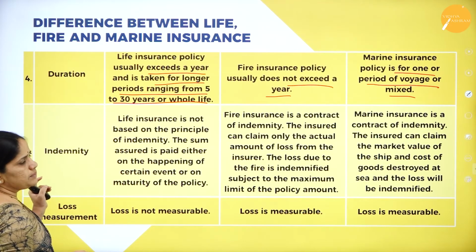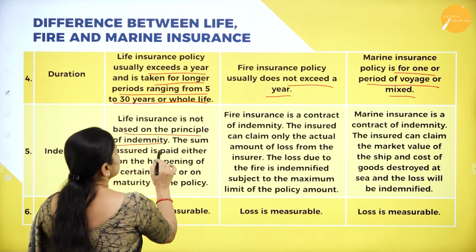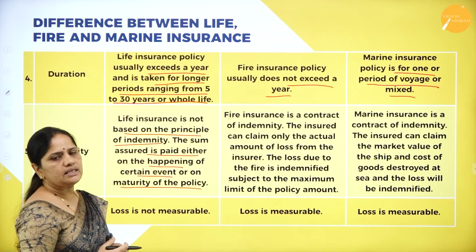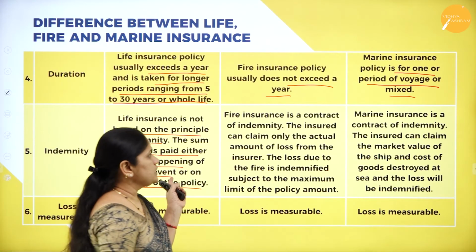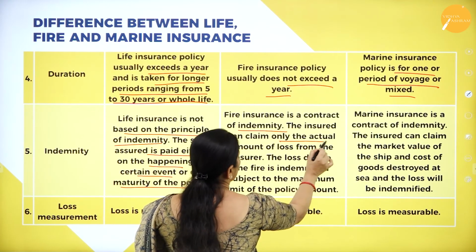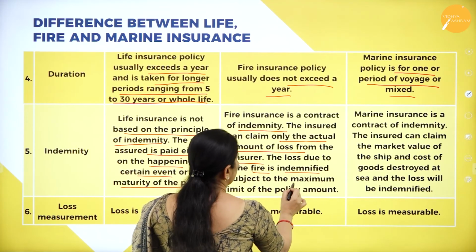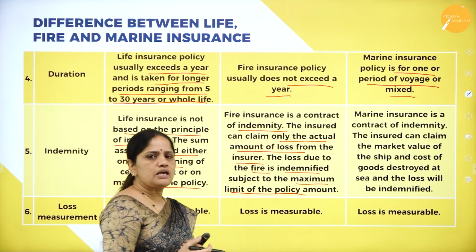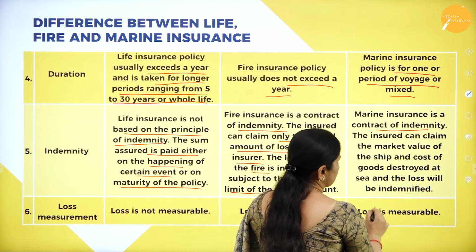Then next, the principle of indemnity. So life insurance is not based on the principle of indemnity. The sum assured is paid either on the happening of the certain event or the maturity of the policy. So there is no principle of indemnity. It will not occur for this kind of life insurance. But fire insurance is a contract of indemnity. The insured can claim only the actual amount of loss from the insurer. The loss due to fire is indemnified subject to the maximum limit of the policy amount. Whatever is the maximum limit of the policy amount, only that will be indemnified to the insured.